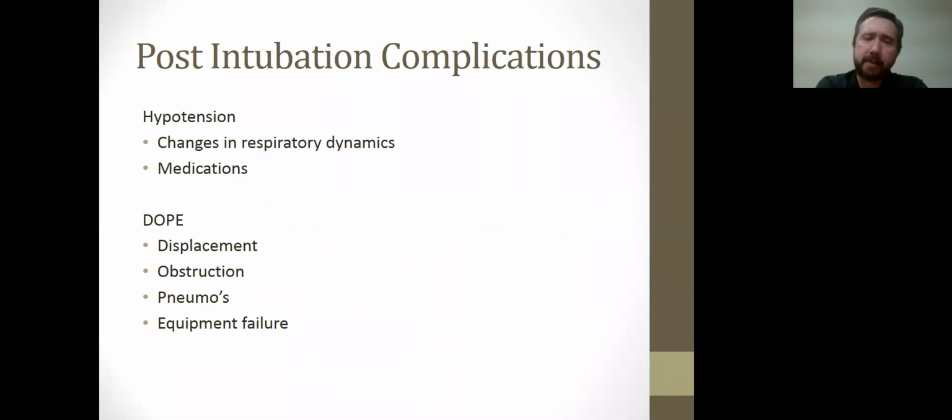Now let's talk about post-intubation complications. The immediate ones are changes in respiratory dynamics, as I mentioned earlier, from negative pressure to positive pressure. So this can precipitate hypotension caused by the increased thoracic pressure, or convert simple pneumos to tension pneumos, okay? So be prepared to perform a needle thoracostomy if this is present. Of course, you'd be following that DOPE acronym: displacement, obstruction, pneumo, equipment failure, and so forth, okay?